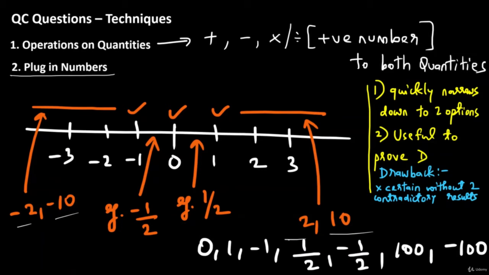For example, you can also take 100, minus 100, 1000. These help to check extreme cases. Alright, now why is it important to take numbers between 1 and 0 and minus 1 and 0? That is in this range, right? Why is it important? Let's see a special property of a proper fraction and a negative fraction.